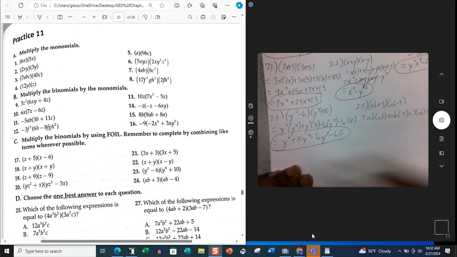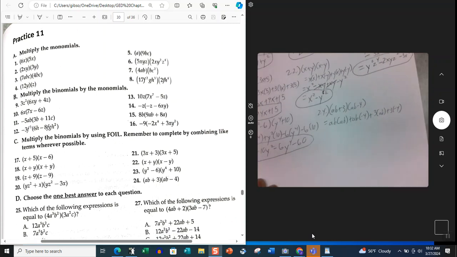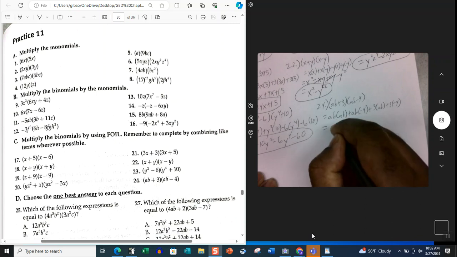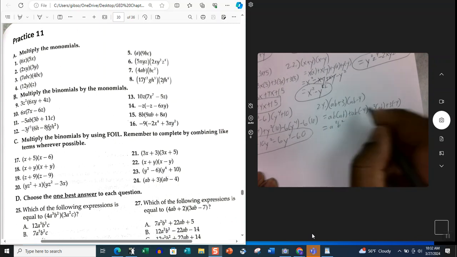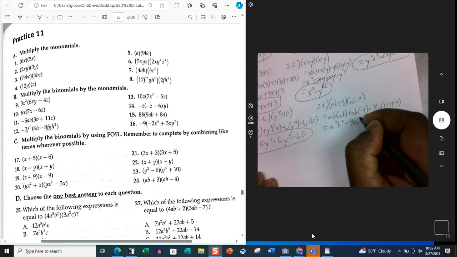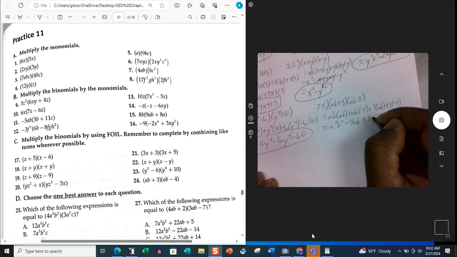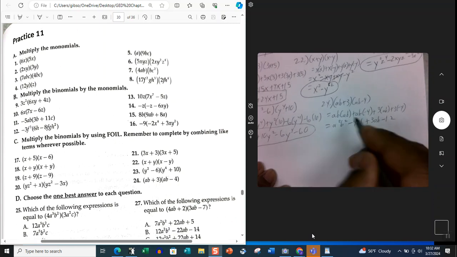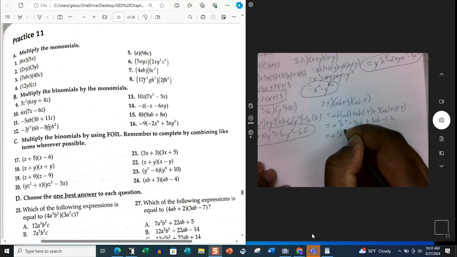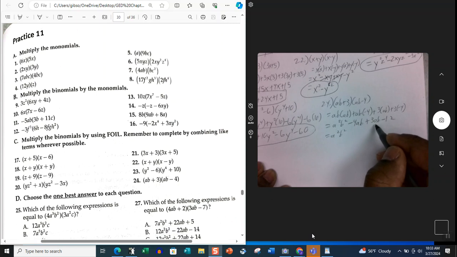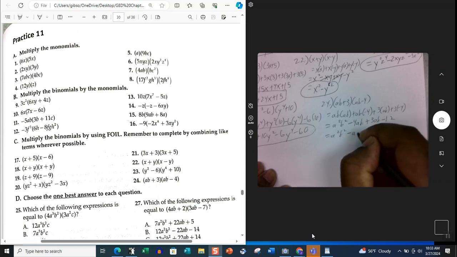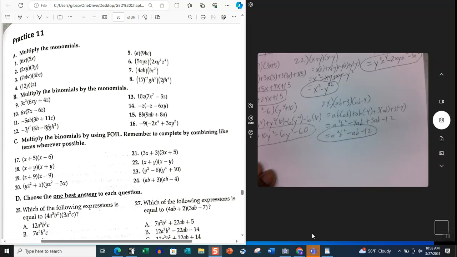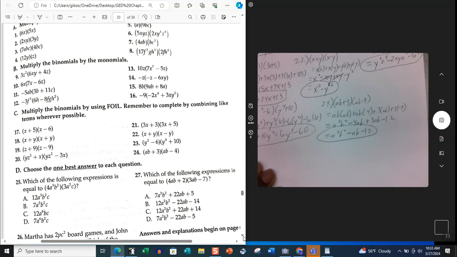Okay, now we're going to go through and multiply. This will give us a squared times b squared. This will give us negative 4ab. This will give us a positive 3ab. And this will give us negative 12. So it'll be a squared b squared, negative 4ab plus 3ab is a negative ab and minus 12. And that is your final answer for problem 24.